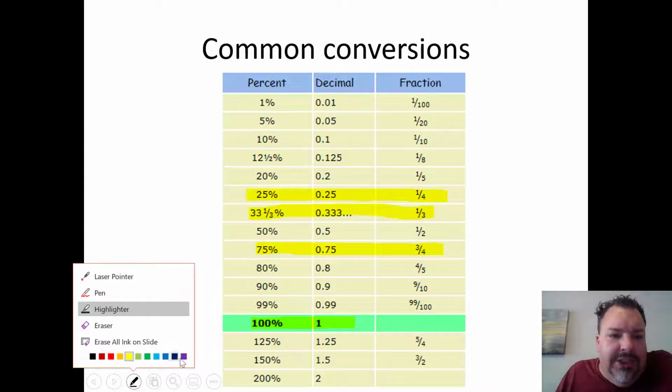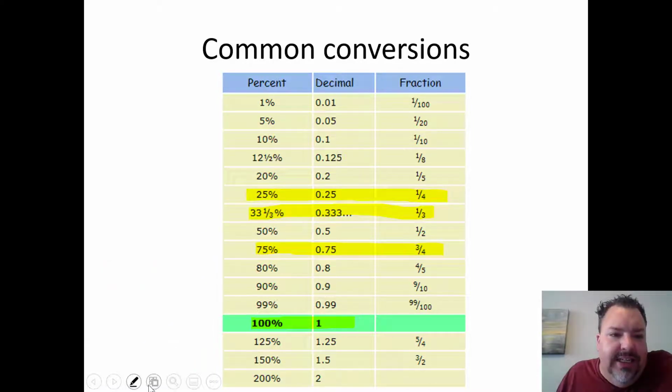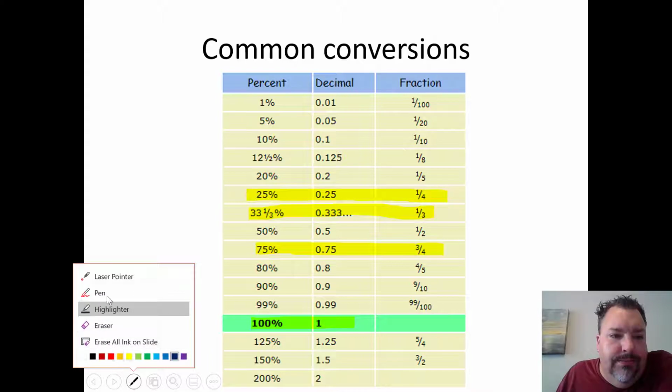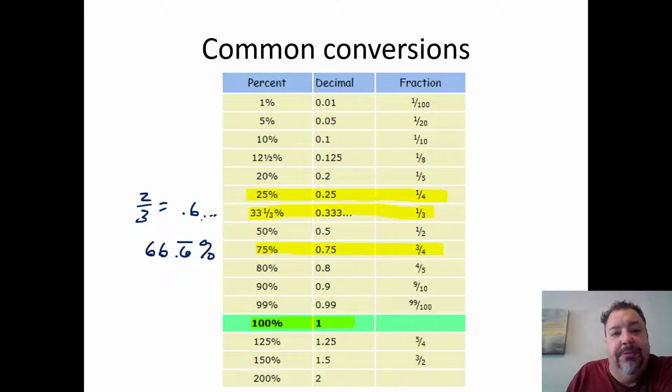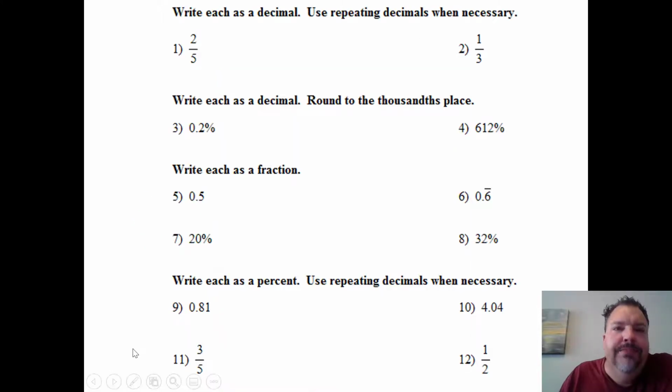And another one that you should probably have memorized is the 2/3, which is 0.6 repeating, which is the same as 66.6 with a little bar over it, percent. So 2/3 is 0.6 repeating, or 66.6 repeating percent. So those are some common ones that you probably just should have memorized, and it'll make your job a lot easier. Okay, so here's some practice.